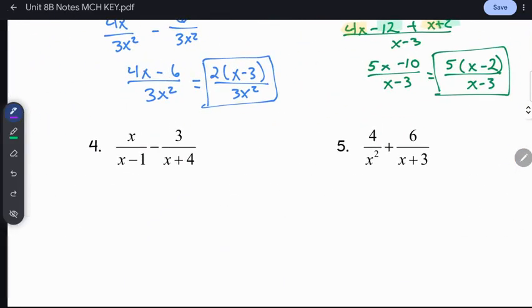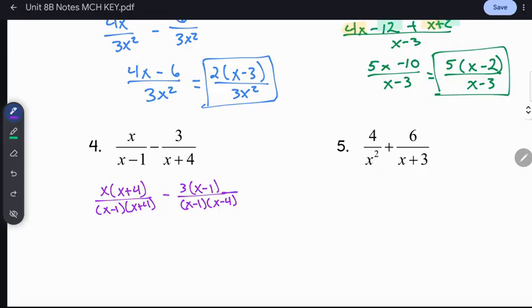Now, our next example, and we're going to start speeding this up a little bit, because here, this and this have nothing in common. So we are going to multiply each of those numerators times the thing that they are missing in the denominator. This will give me x times x plus 4 over x minus 1, x plus 4 minus 3. Now what this one is missing is the x minus 1. And this will be over x minus 1 times x minus 4.